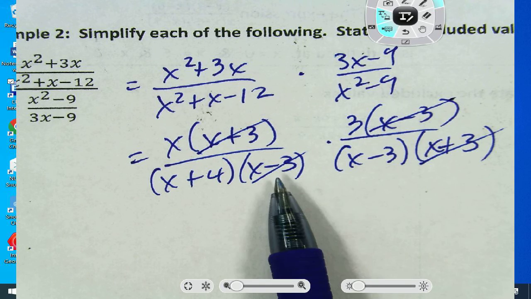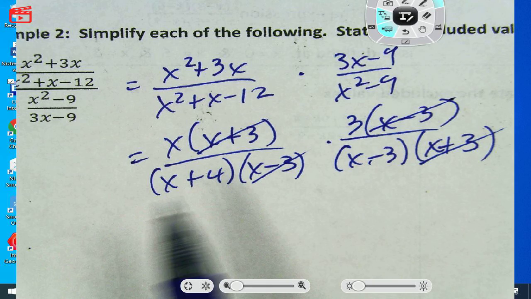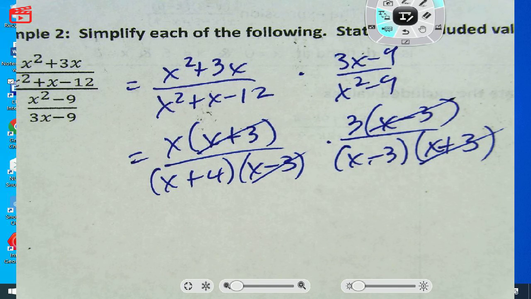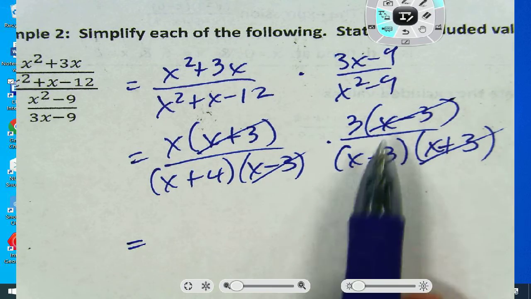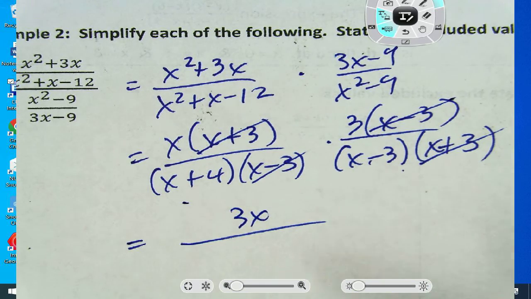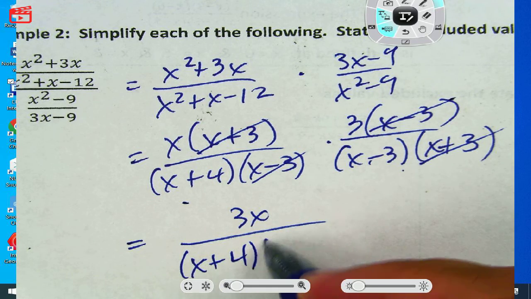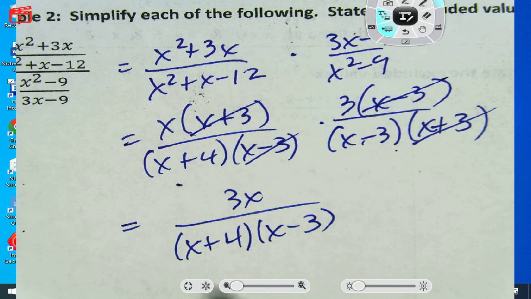Okay, but I've already used x minus 3 once, so I can't use it twice. X plus 4. There's nothing for x plus 4 to cancel with. You have to have a matching pair to cancel. So I'm going to put the 3 and the x together, so it's 3x, and then x plus 4 over x minus 3. Now, you do not have to multiply it out. I will take this as an answer. You might have a future teacher who will require you to multiply it out, but I'm not that teacher.